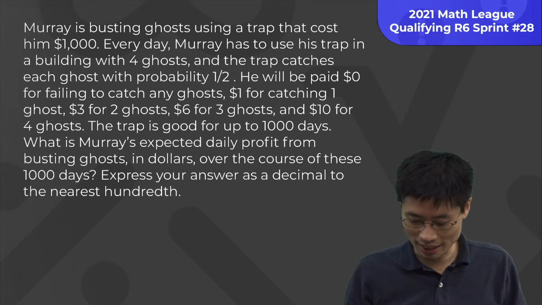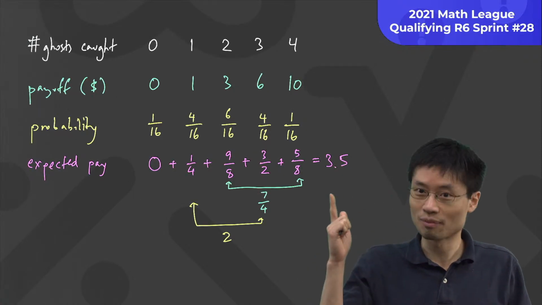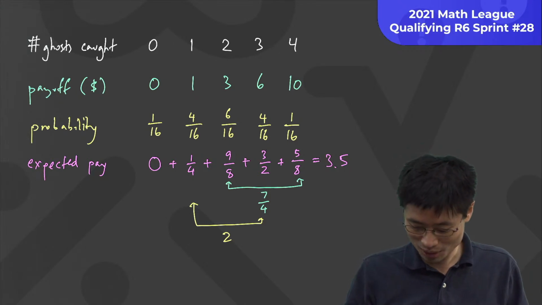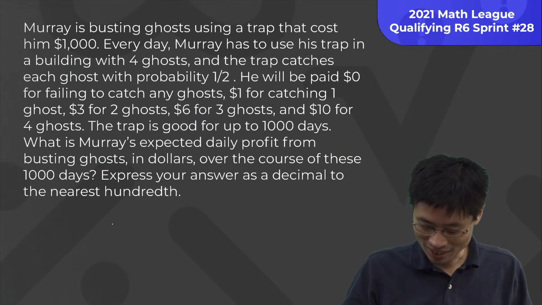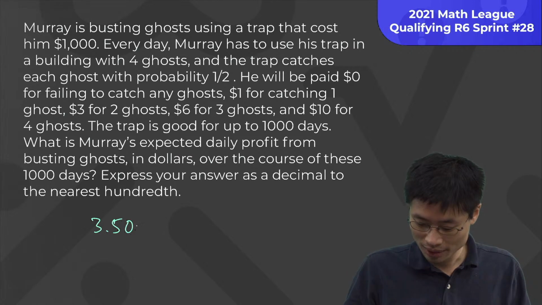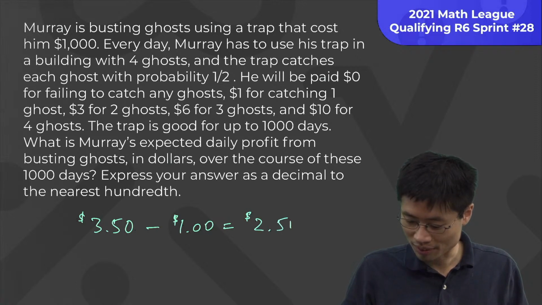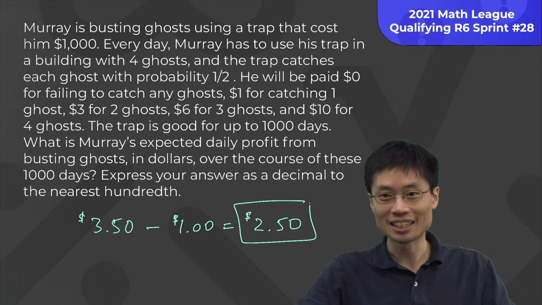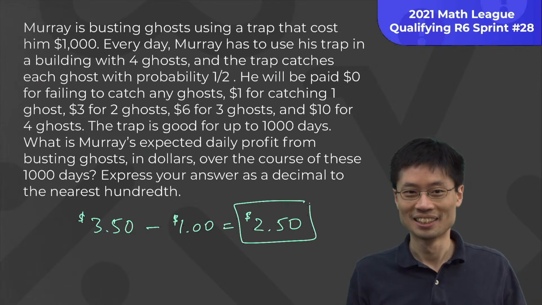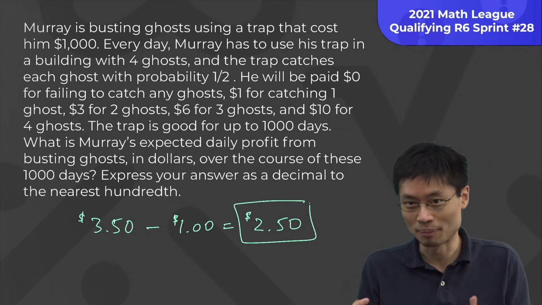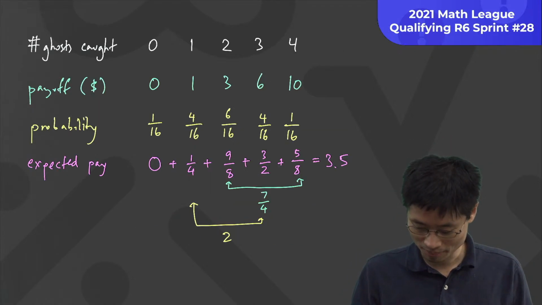And so I need to say that the answer is the 3.5 minus the trap, which is $2.50. So I'm going to get 3.50 minus the dollar is equal to 2.50. And let's try that as the answer, okay? Let's see if this works. All right, I don't know if this is correct because maybe I misunderstood the question, but let's try. It's correct. So now you know. He gets $2.50 a day for busting ghosts.